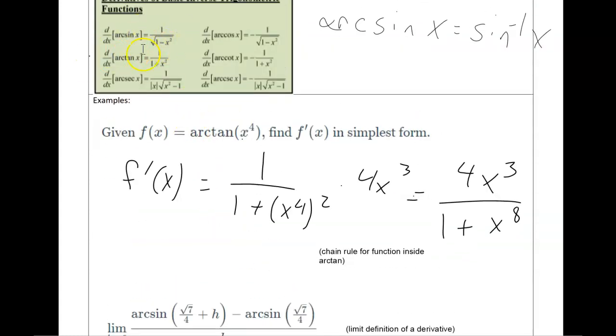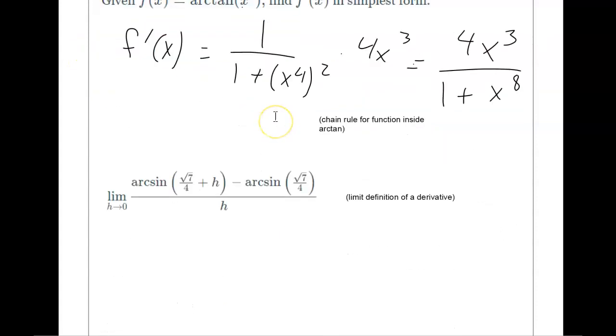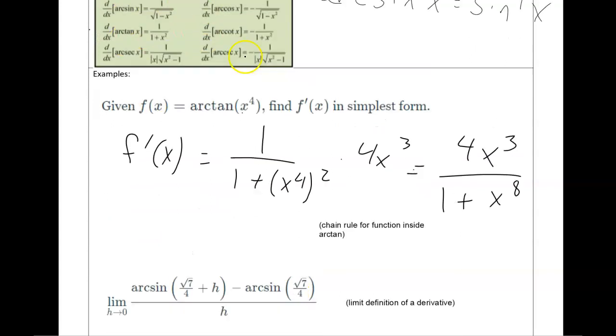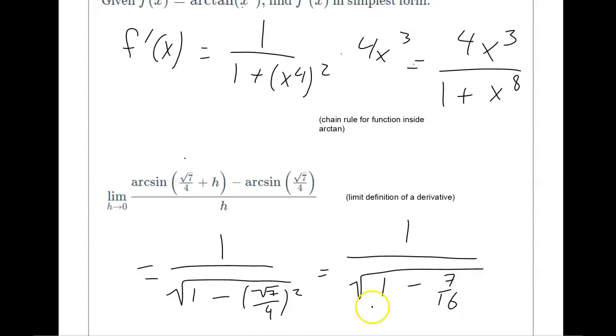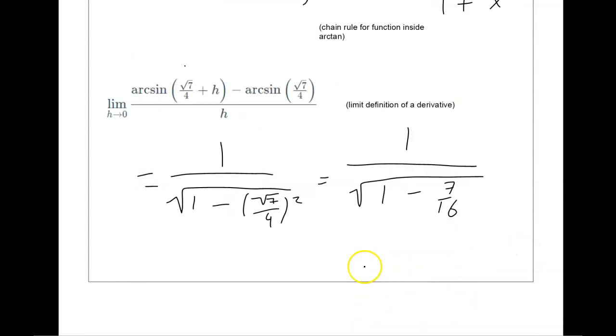So the derivative of arcsine is 1 over square root of 1 minus x squared. So in this case, this limit is equal to 1 over the square root. We're going to use 1 minus x squared, but my x, in this case, is root 7 over 4. And then we can simplify that: 1 over the square root of 1 minus 7 over 16. And then I could even simplify that further if I wanted.